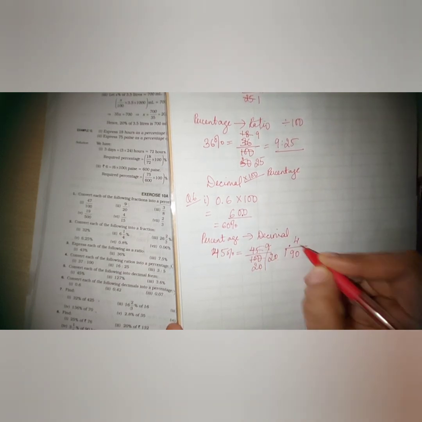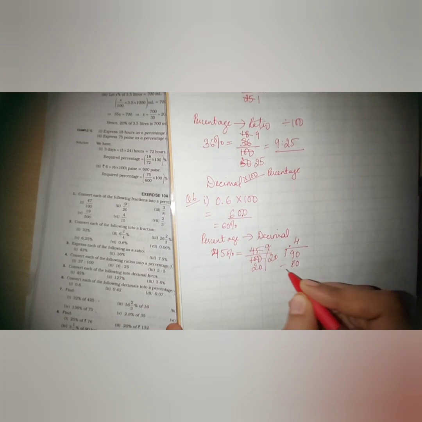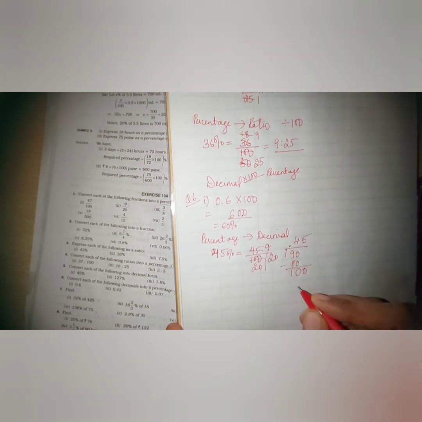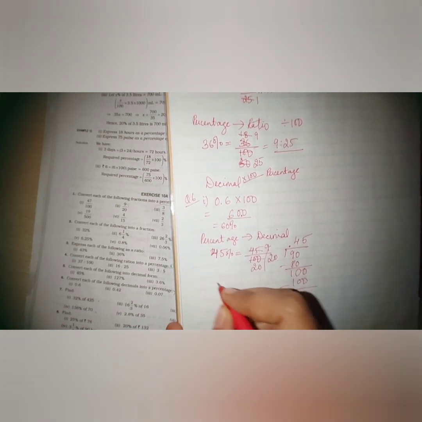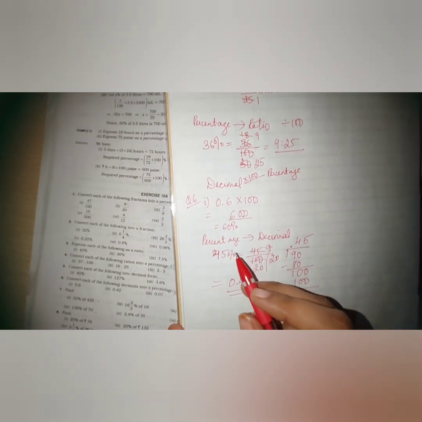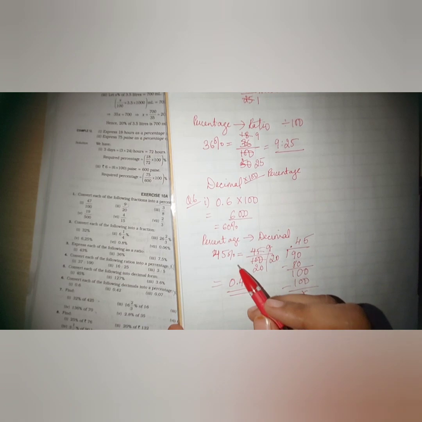Okay, how many times now it will go? It will go 4 times, that is 80. Then the point is already there. We can put 0 here, and 20 by 100, how many times will it go? 5 times. So answer is what? Answer is coming to your 0.45. So can you see how we have done, how easily we have converted.